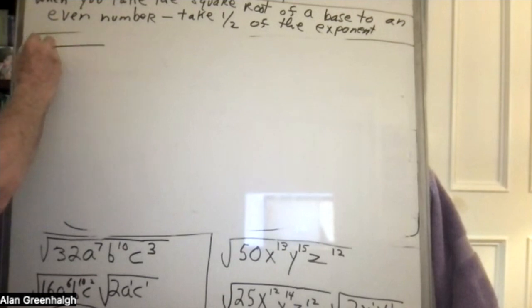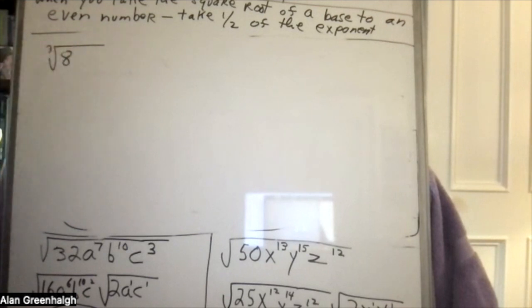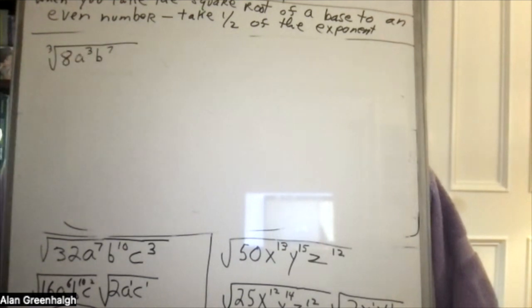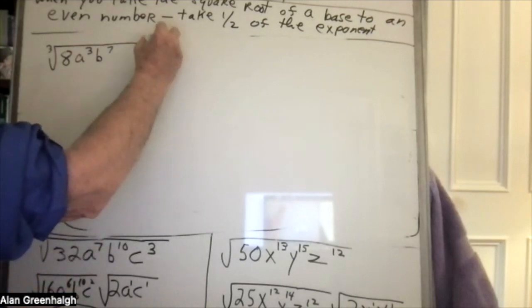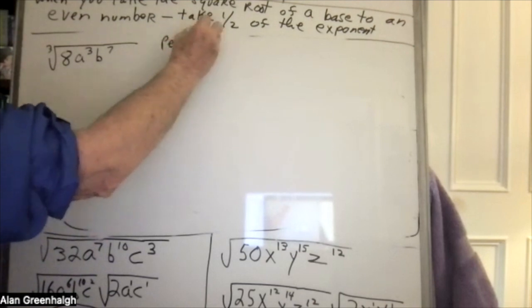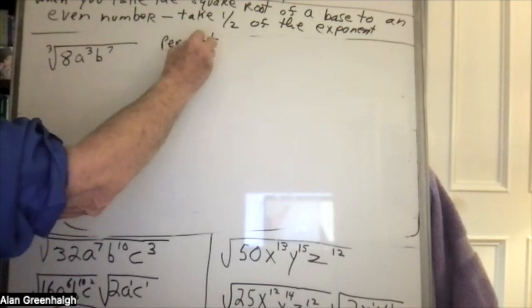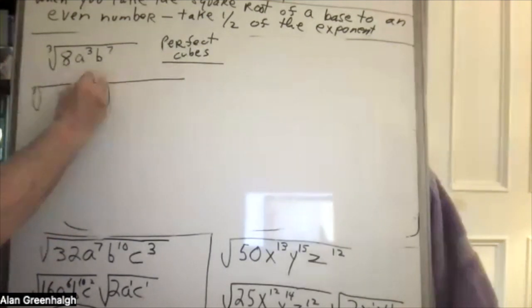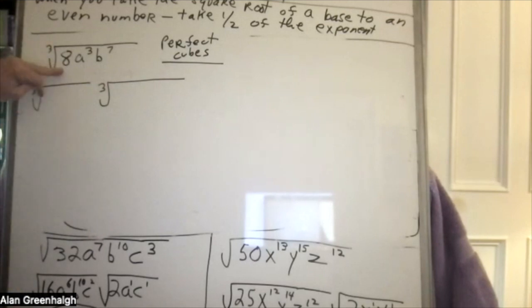Here's the problem. The third root, not the square root, but the third root of 8 a to the 3rd, b to the 7th. We're not talking about perfect squares now. We're talking about perfect cubes. So this will be all cube roots. 8 is a perfect cube.